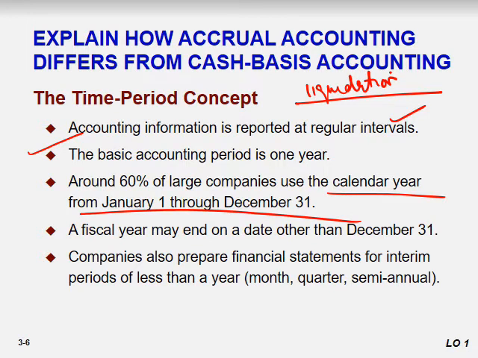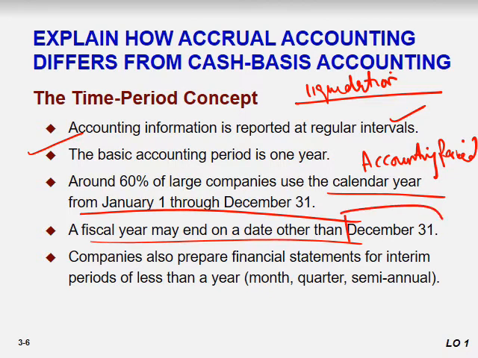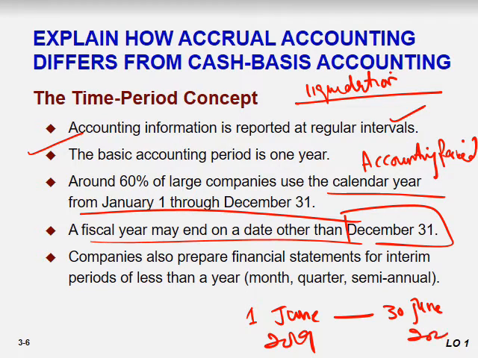We call this accounting period a fiscal year, right? A fiscal year may end on a date other than December 31st. For example, many governments start from June 1st to June 30th of the next year. For example, June 1st, 2019 to 2020, right?